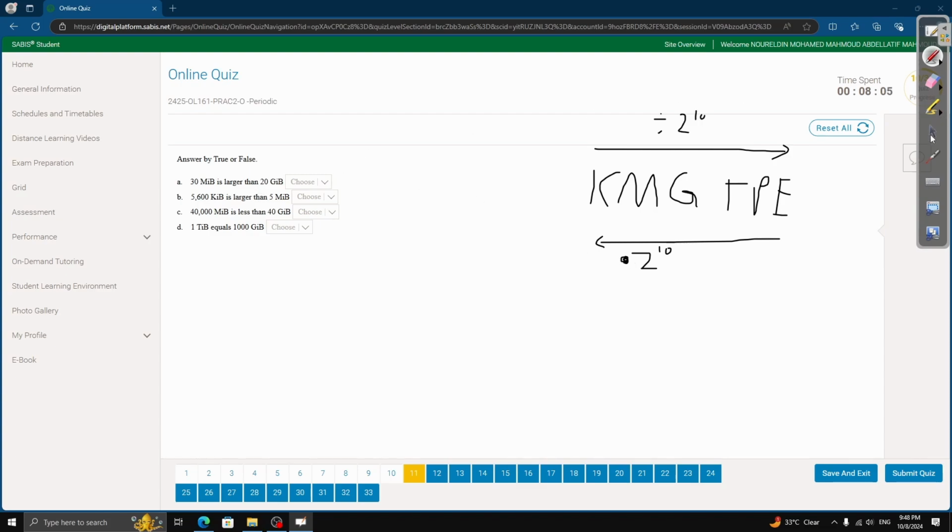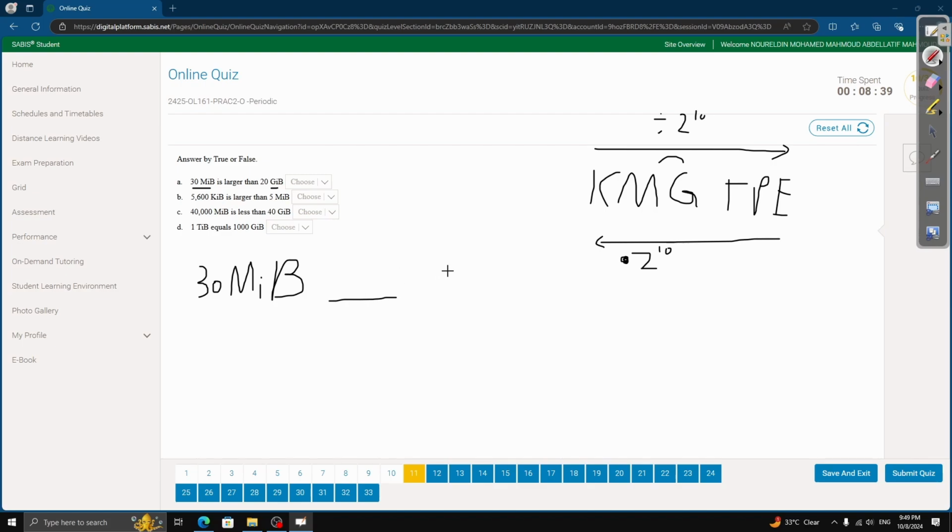Knowing this, you can solve this. 30 megabytes is larger than 20 gigabytes. You'd want them to share a similar size, so maybe megabytes and gigabytes. And moving from MB to MiB, you need to multiply by 2 to the power of 10. So 30 MiB.